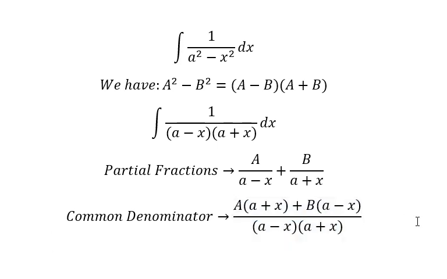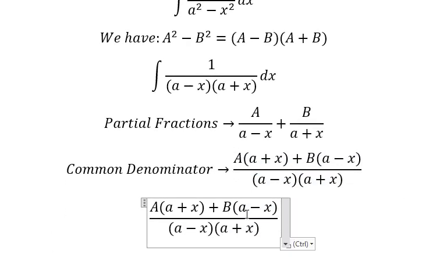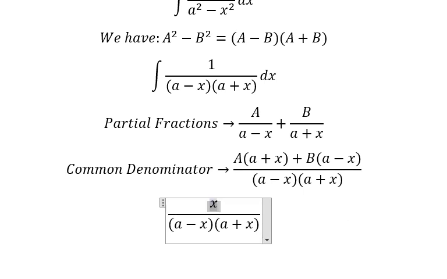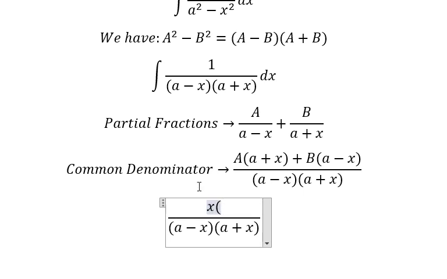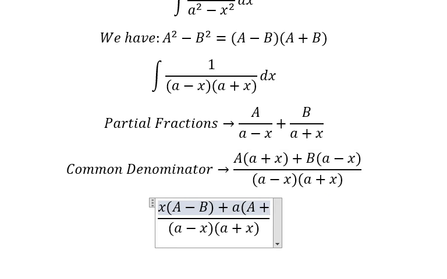Next, we need to arrange based on the terms of s. So we have capital A with positive s and capital B with negative s, so A minus B. About small a, we have small a with capital A and capital B.